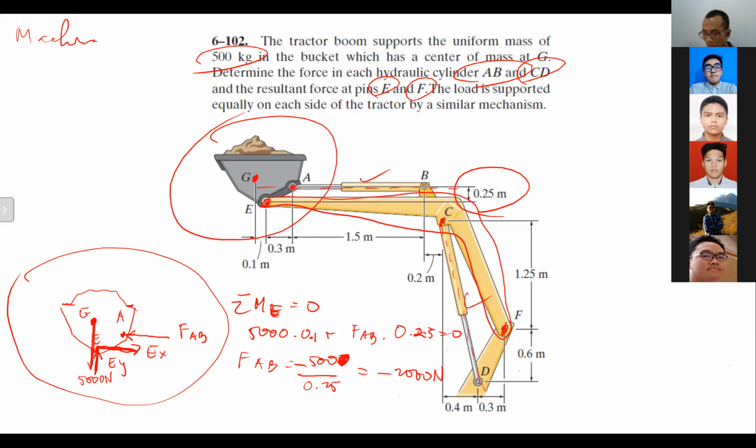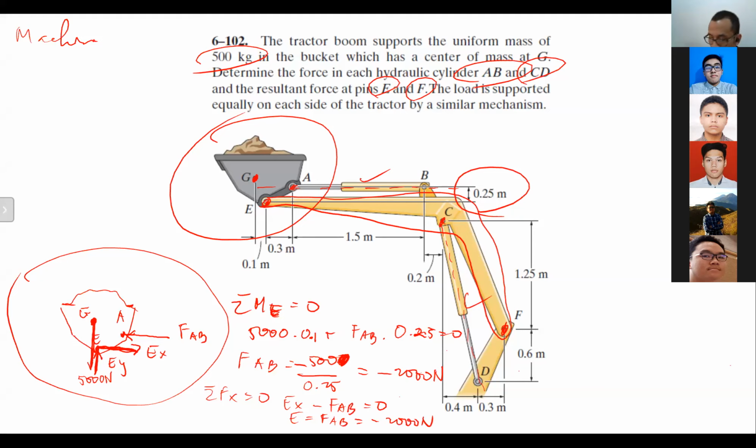Then using sigma Fx equal to 0, what will you have there? EX minus FAB equal to 0. So EX is the same as FAB, right? Yes, equal to minus 2000 newtons. So EX is supposed to be going to the left, right?